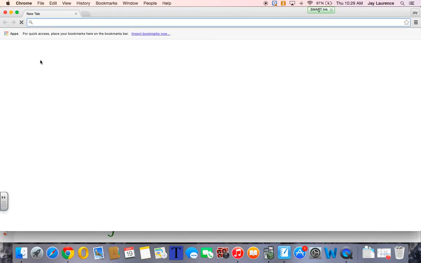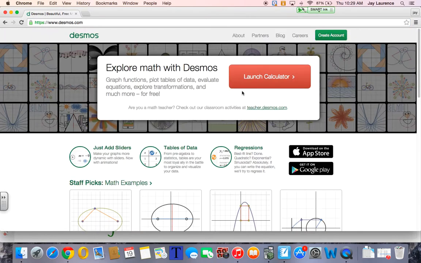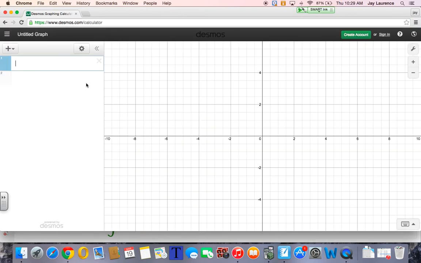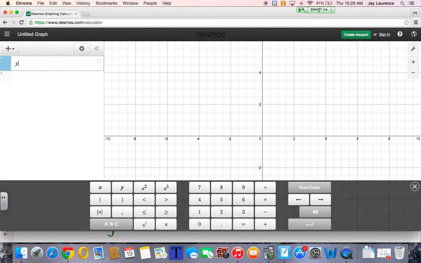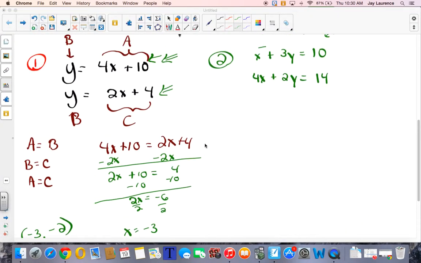But let's bring up Desmos.com. I like that for checking my work on this. Okay, and I'll launch that graphing calculator. The first equation was y equals 4x plus 10, I believe. And then the second equation was y equals 2x plus 4. And look at that. Look where they're crossing right there at the point negative 3, negative 2, just like I predicted they would using my algebra.